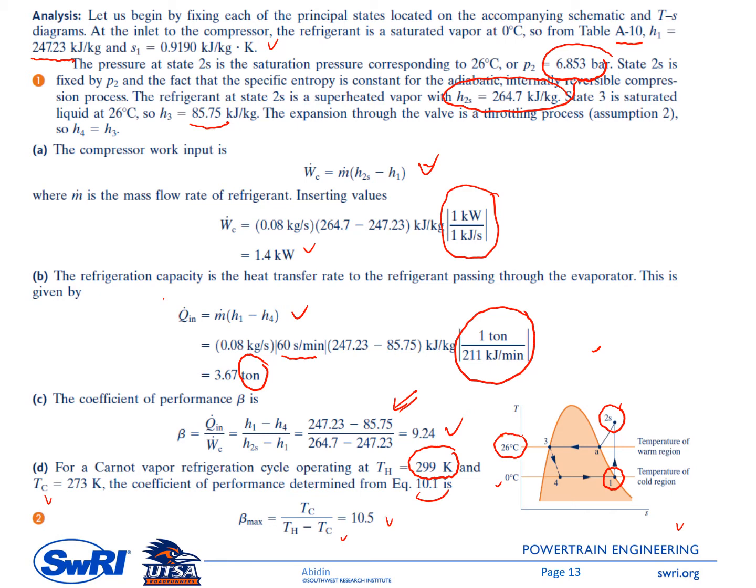So beta max here is the COP of the ideal Carnot refrigeration cycle. So you have 10.5, and then the beta here, after we include the departure from the ideal cycle, we only have beta of 9.24.